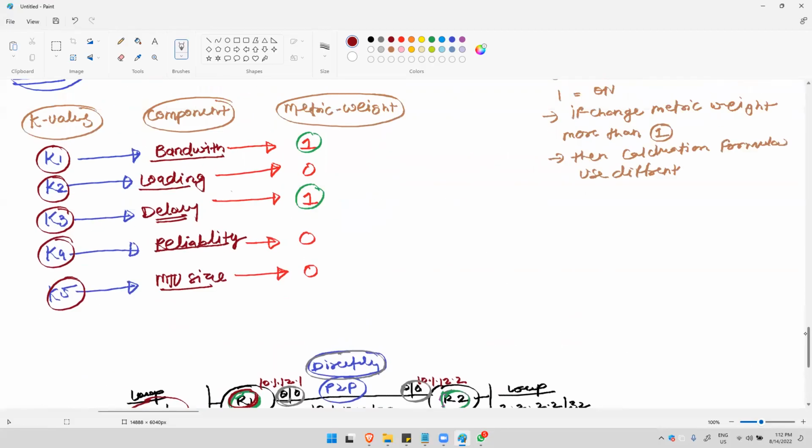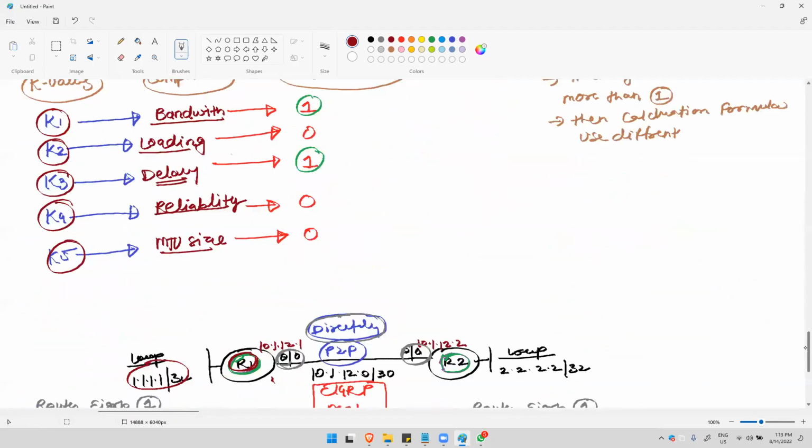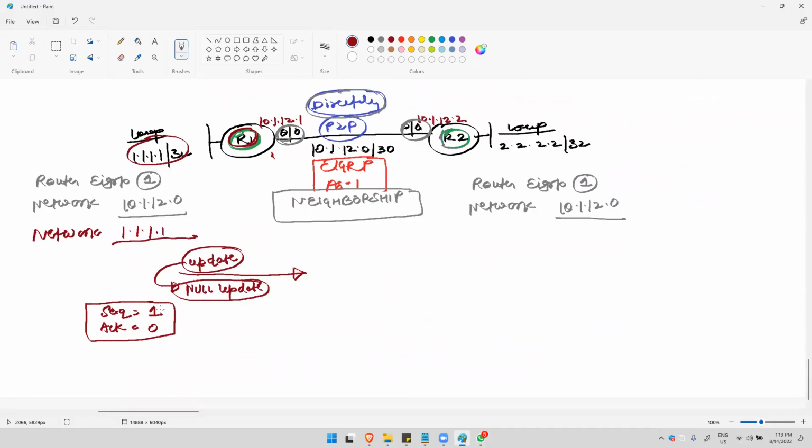Basically, in EIGRP, whenever we send a hello message, we are not getting any acknowledge for hello. That is the reason hello sequence number is 0 and acknowledge number is also 0. But when we start the update, the first sequence number is 1, acknowledge is 0, and the null update means I am initializing the update exchange. Yes or no?